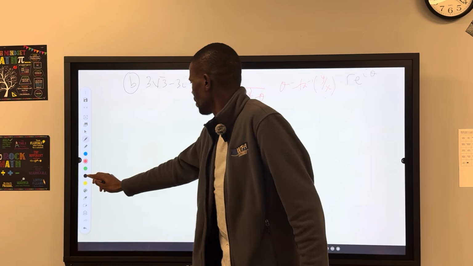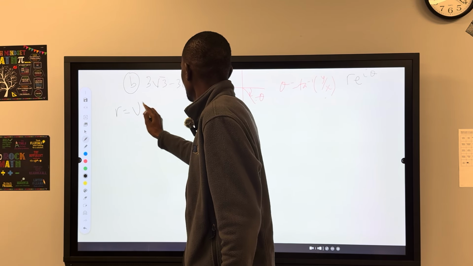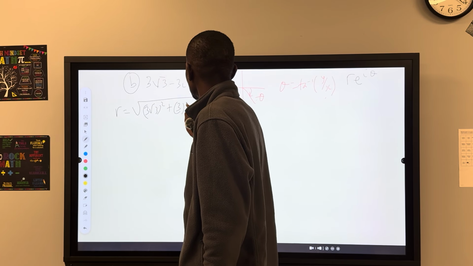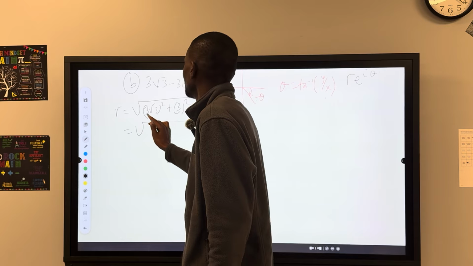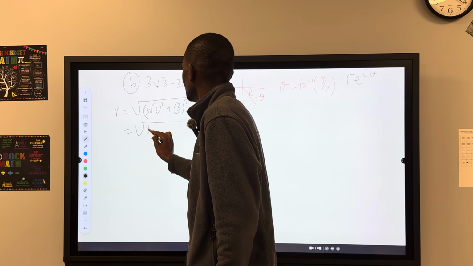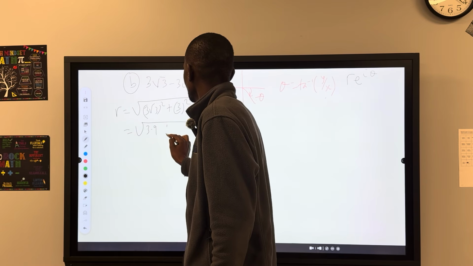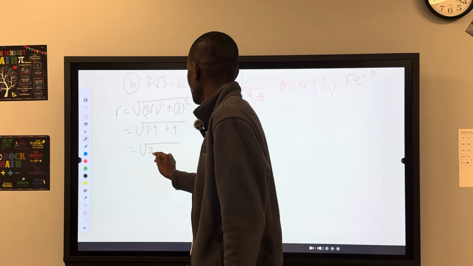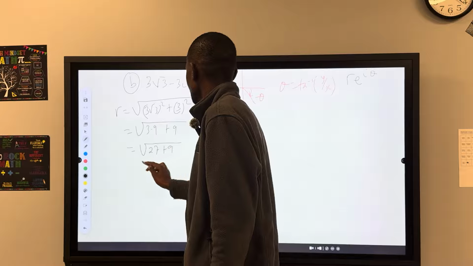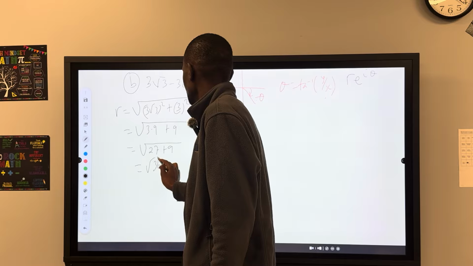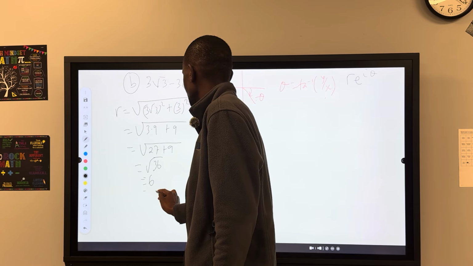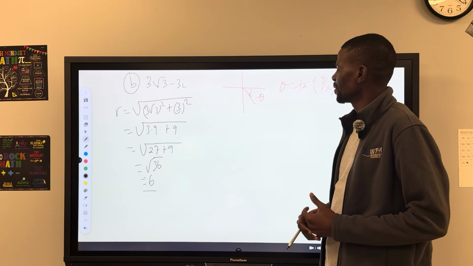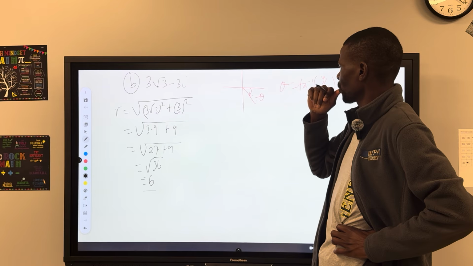All right, so first we need the modulus, which is the square root of 3 squared plus 3 squared, which is the square root of 9 plus 27, which is root of 36, which is just 6. So our modulus here is 6, right? So we have our modulus and we are in our fourth quadrant.